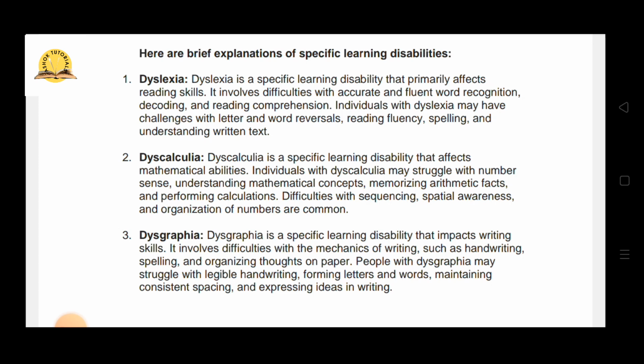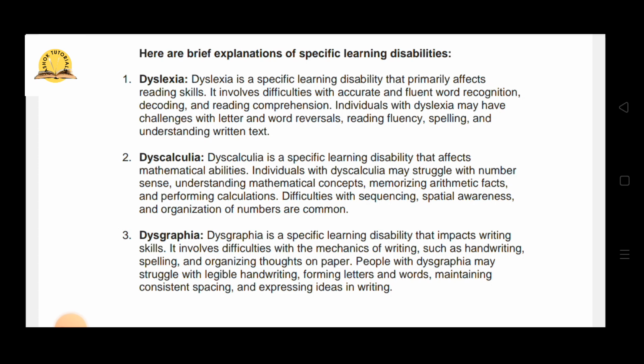The letters start dancing, playing, wandering here and there, coming out of the book. So he sees the letters in that way. It becomes very difficult for him to find out which letter is what. For him, the letters are dancing. So it involves difficulties with accurate and fluent word recognition, decoding, and reading comprehension. This is exactly what is shown in the movie Taare Zameen Par, right? He is not fluent with word recognition. He cannot recognize that B is B. He sees B as D and D as B, right? So he used to write it topsy-turvy.